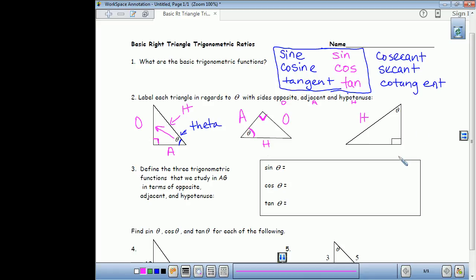Okay, you try the last one. We got a head start because we've already labeled the hypotenuse, which is the easiest one. Okay, this side over here is across, so it would be the opposite, and this side is the adjacent.